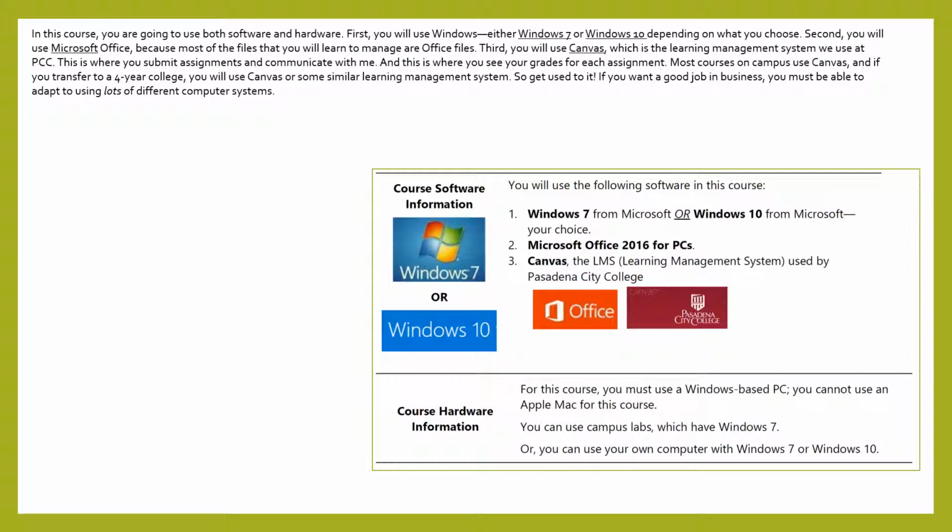In this course, you are going to use both software and hardware. First, you will use Windows, either Windows 7 or Windows 10, depending on what you choose. Second, you will use Microsoft Office because most of the files that you will learn to manage are Office files. Third, you will use Canvas, which is the learning management system we use at PCC.